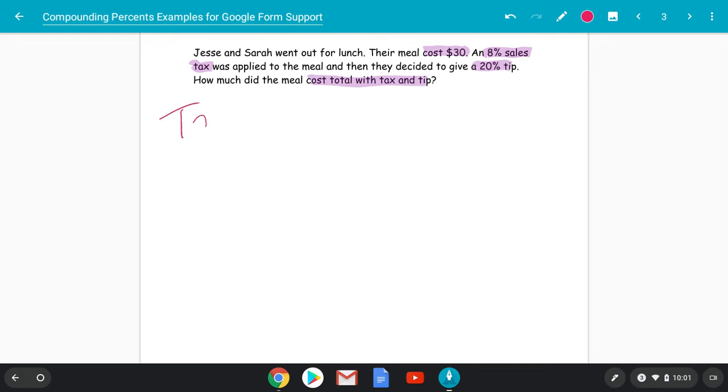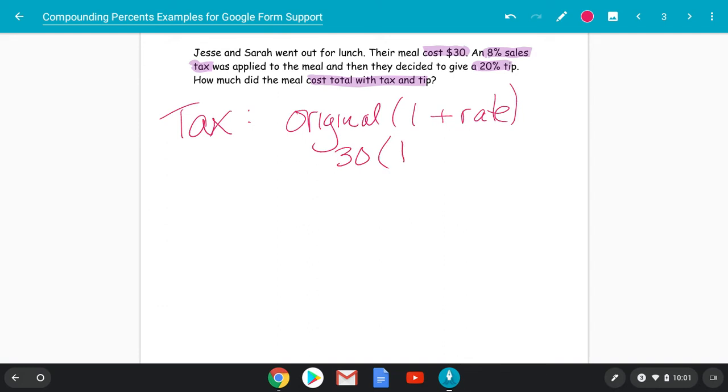So for calculating our tax, if you remember, we are going to do the original amount times 1 plus the rate. So remember, tax is what the government is charging us, so it's going to be adding on to our cost. So our original cost is $30, and we have 8%, so when we do 1 plus, we're going to move that decimal over 2 places. Remember to add in that place value of 0.08.